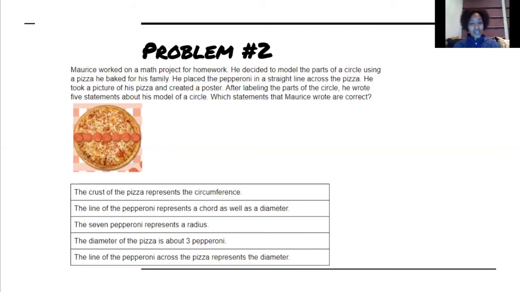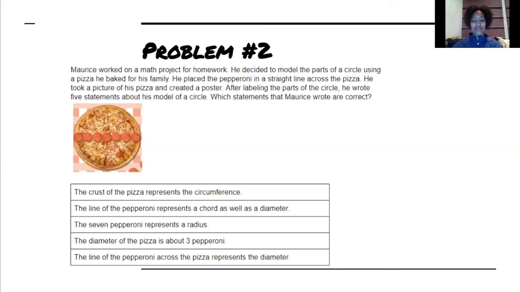So it definitely couldn't be 3 pepperoni if the entire line of pepperonis is equal to the diameter. The entire line of pepperonis, that's 7. So we wouldn't select the fourth answer choice either. Let's look at the last one just to check. The line of pepperoni goes across the pizza, represents the diameter. That's correct. That's exactly what we said with our second answer choice.